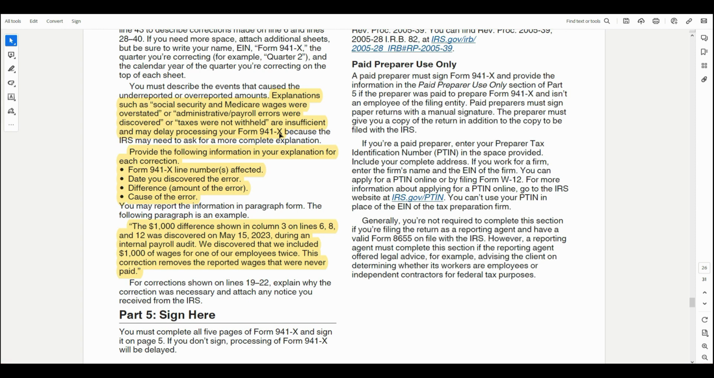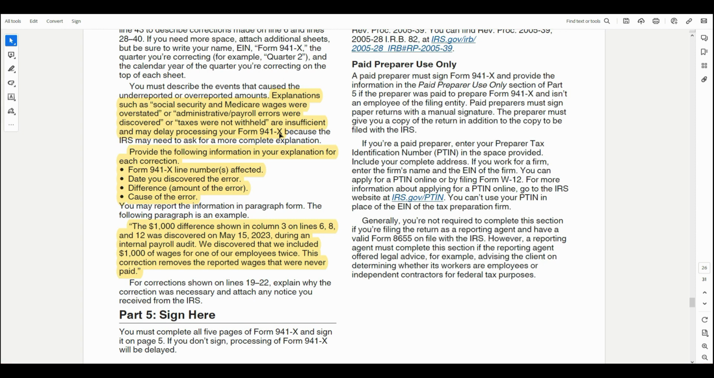It's currently taking between 6 to 8 months for them to process these, and they still have a backlog. You can check how many they have in backlog right now, but they do still have a backlog of these adjustments to the 941, and that's taking a while. So you don't want to submit a poor explanation, because it's just going to delay it more than necessary.